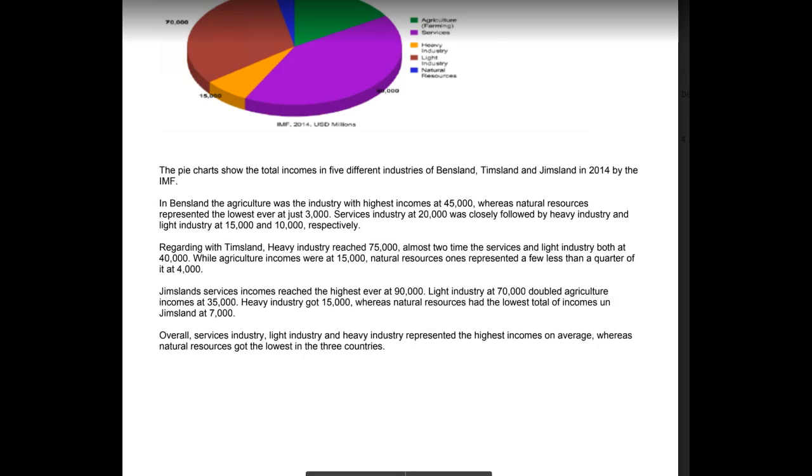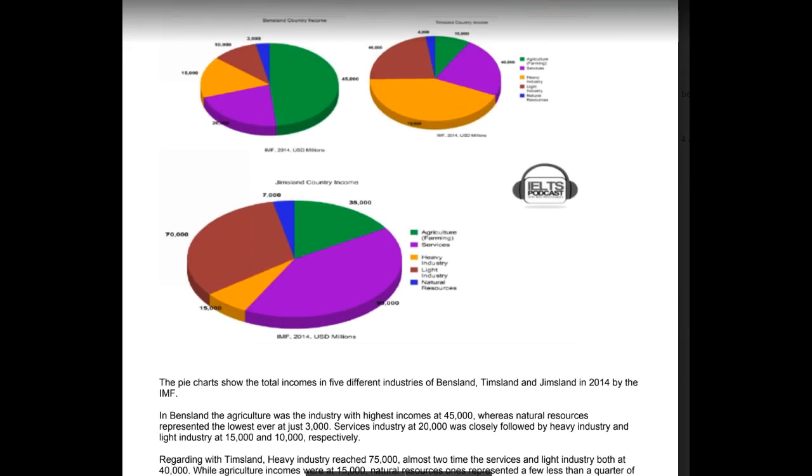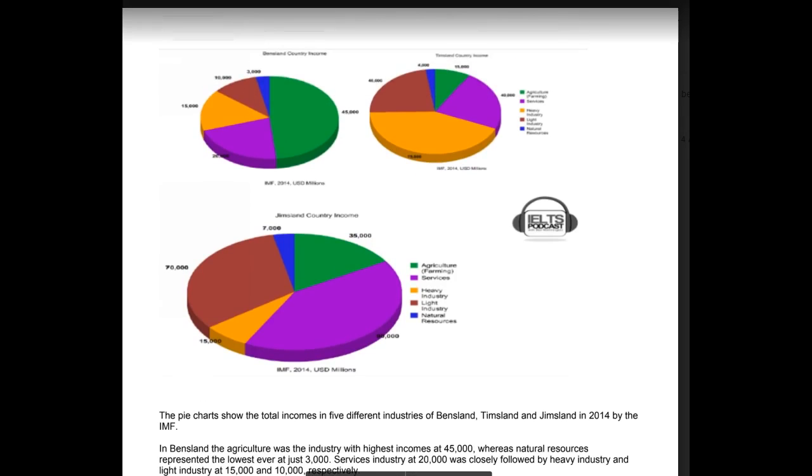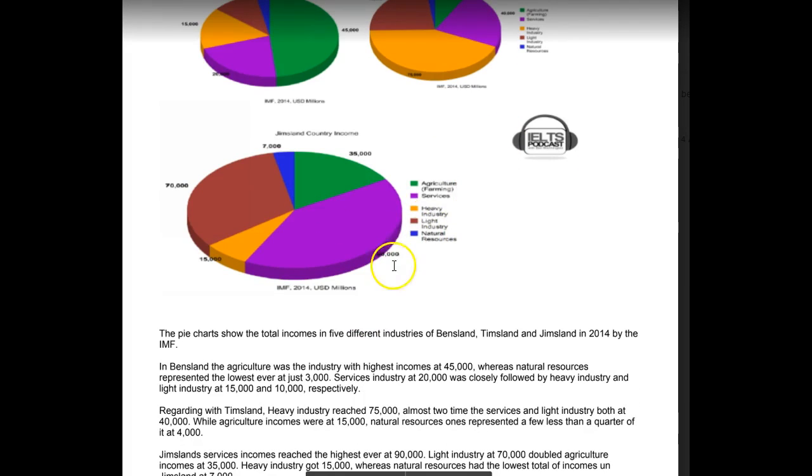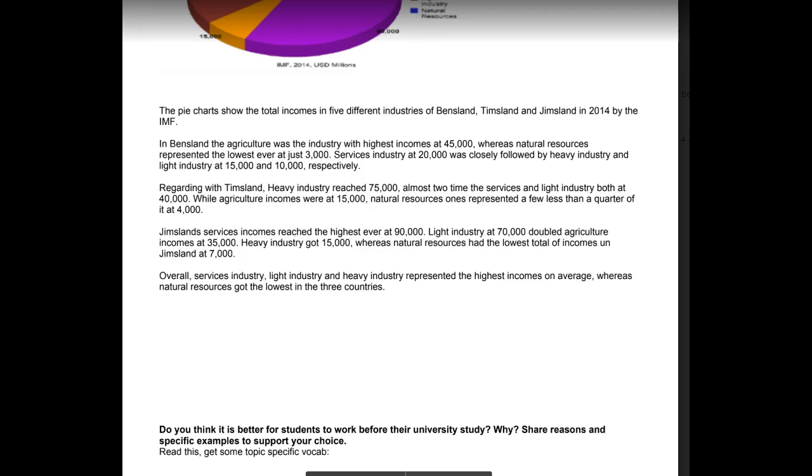So that's when we use something like that. But here you don't have anything that makes this expression appropriate. So what you could have said is that it was the highest figure in all the 3 pie charts. So that would have been more appropriate if you had somehow said this, that this income from services was the highest proportion, certainly for Jim's Land, but for all the countries in question. But saying that it reached the highest ever is inaccurate because reaching the highest level implies that there's some change over time, and we definitely don't have that here.